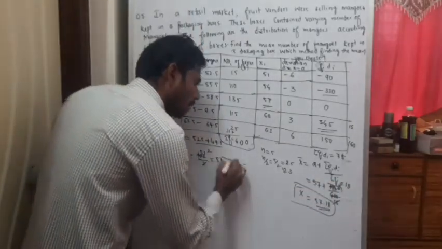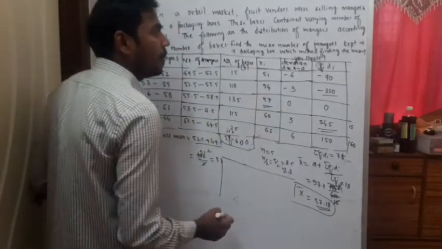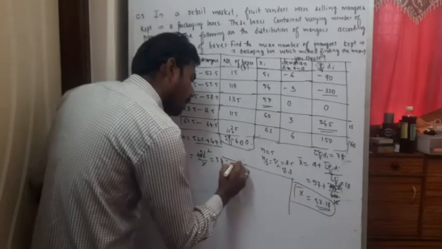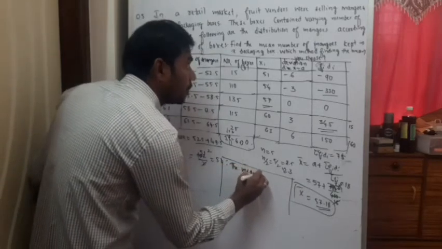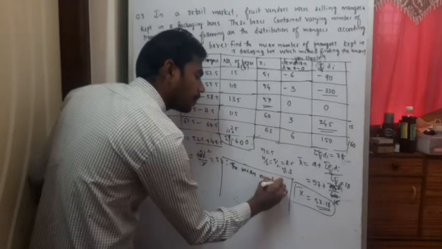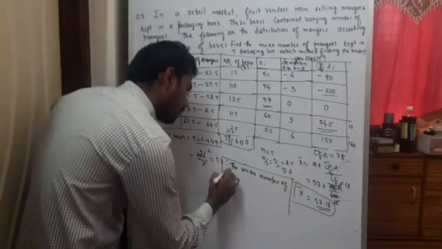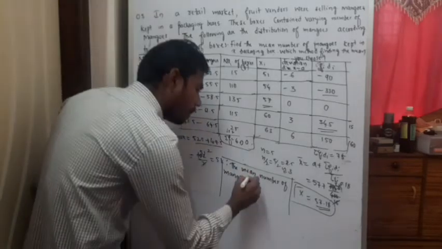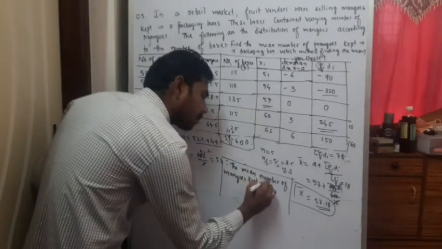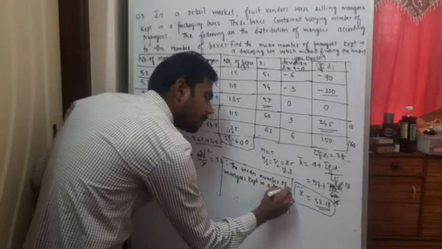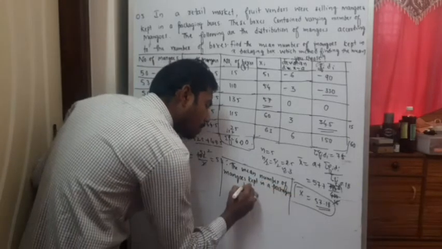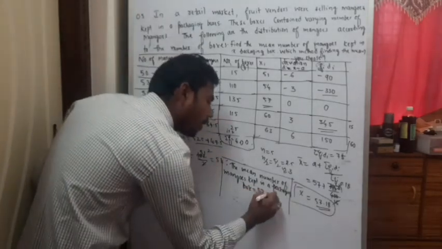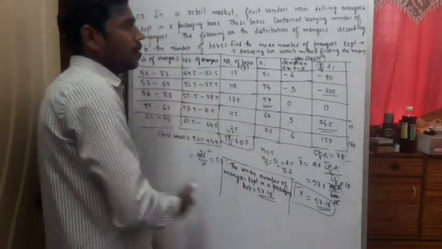So you can conclude like this. See, therefore, the mean number of mangoes kept in a packaging box is equal to 57.18. So please note this down.